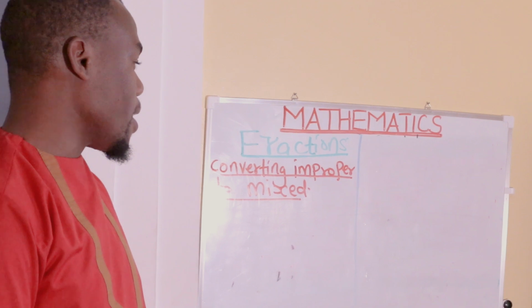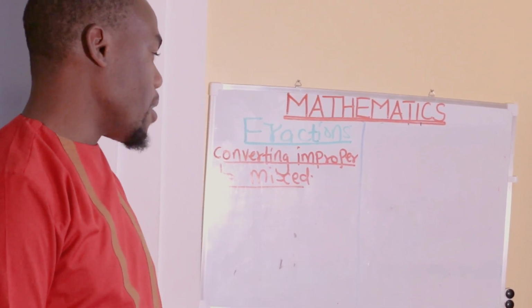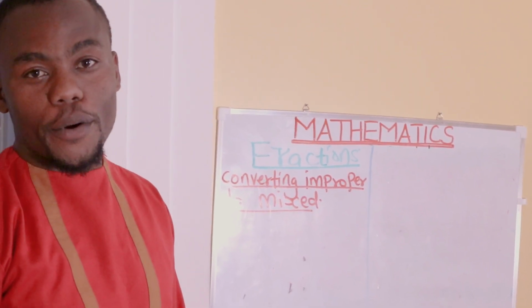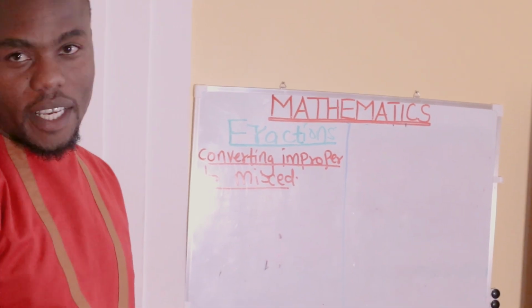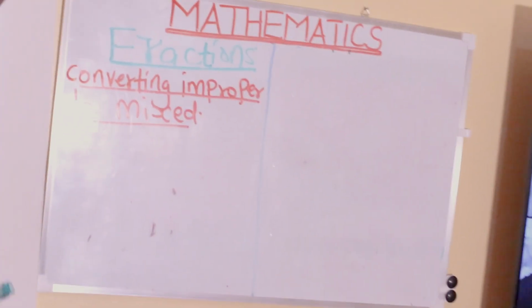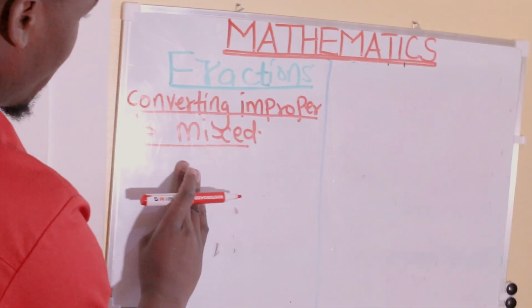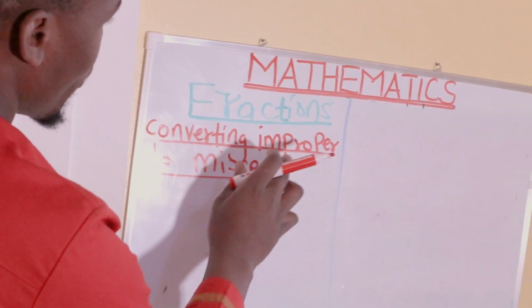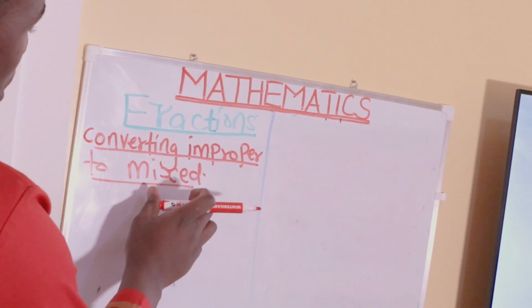And under that strand, we are going to discuss converting improper fractions to mixed fractions. Now, in our previous lesson we discussed the types of fraction, and today we are going to discuss how we can convert improper fractions to mixed fractions.